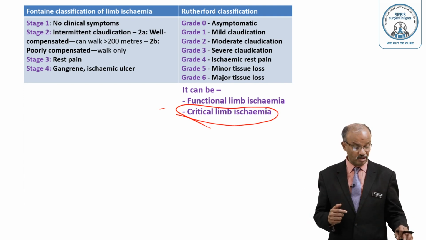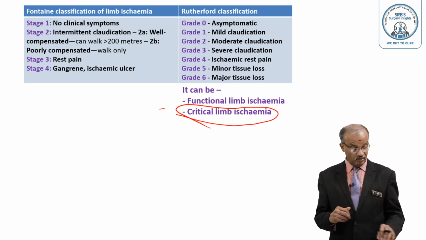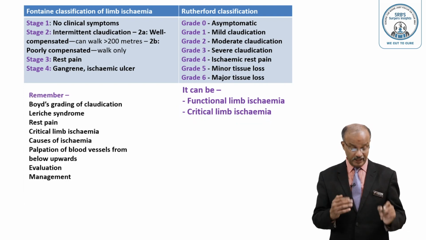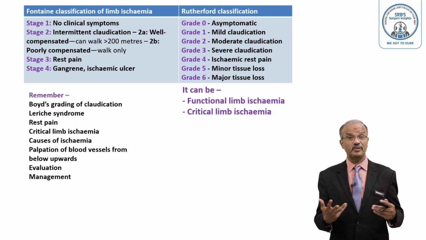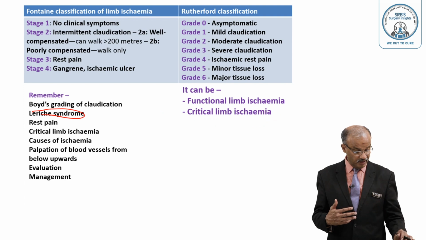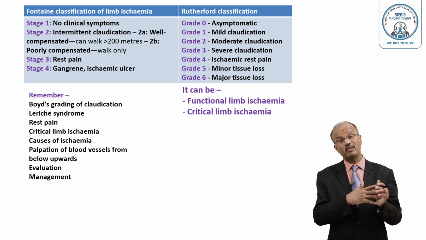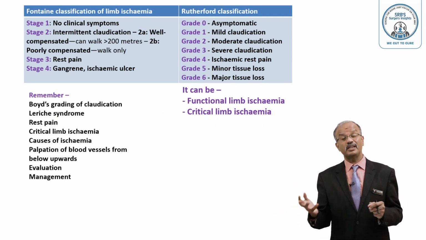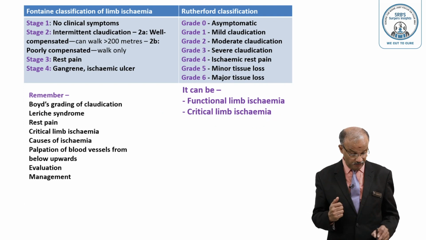Please go through my book, Manual of Surgery, and also Clinical Method of Surgery, specific chapters. It will give you a clear idea about that. So remember these things: Boyd's grading, Leriche syndrome, pain in the buttock, iliac block, and impotency. It's a very common MCQ question. Rest pain, critical limb ischemia definition, causes of ischemia. What are major artery, small artery vessel, different causes: atherosclerosis, TAO, so many conditions are there. Remember, palpation ability from below upward, already told.